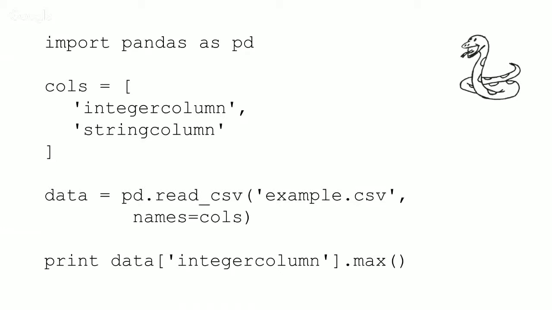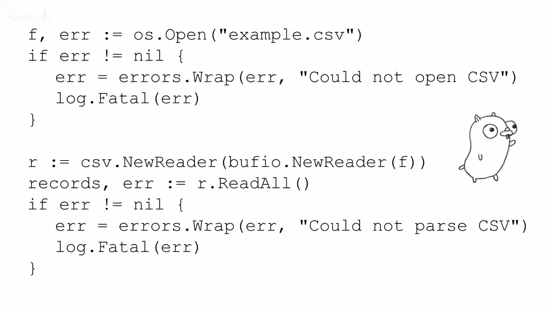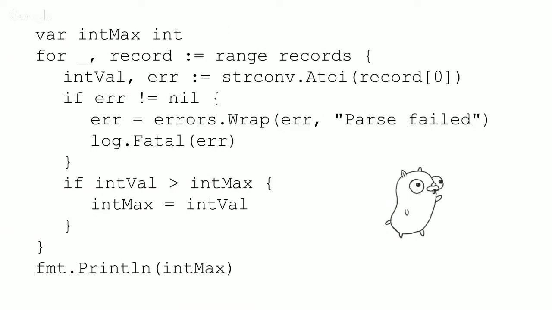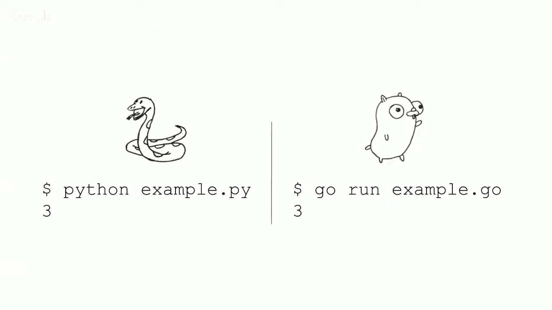And also without too much trouble, I can write a little bit of Go code that will open the file, read the CSV records in, and then loop over the records and print out the maximum integer value. And of course, to do this, I need to convert those string values coming in into integers and handle that error. So if I run both of these examples, not too surprisingly, they both get the correct answer. They both print out 3.